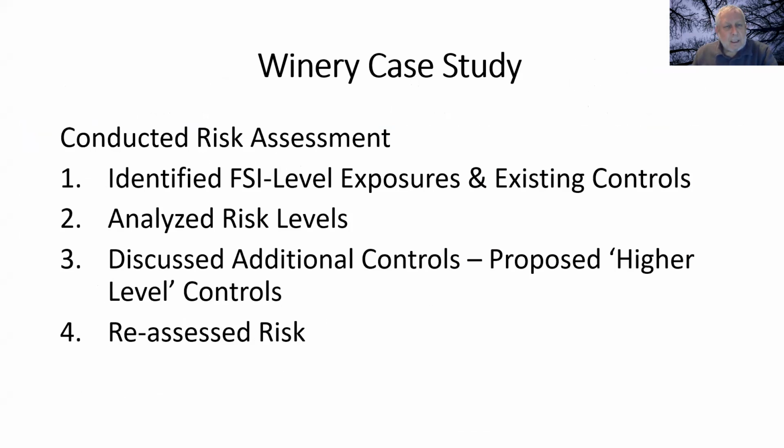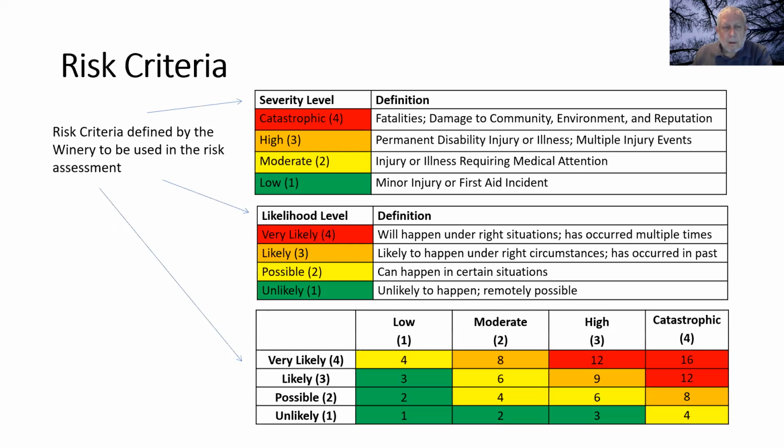They conducted a risk assessment. They identified FSI level exposures and existing controls, FSI being fatality, serious injury levels. They're the highest, I would think, obviously, fatality of exposure. I haven't seen that term anywhere else, but in this context, they analyzed risk levels, discussed additional controls, proposed higher level controls, and reassessed the risk.